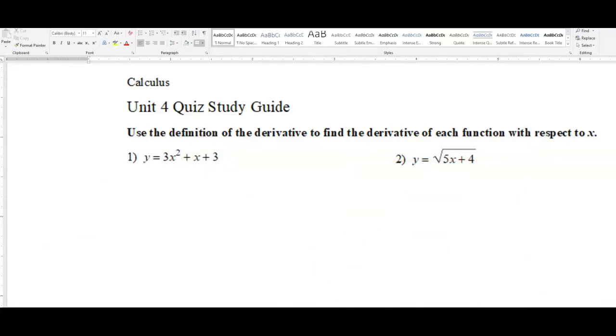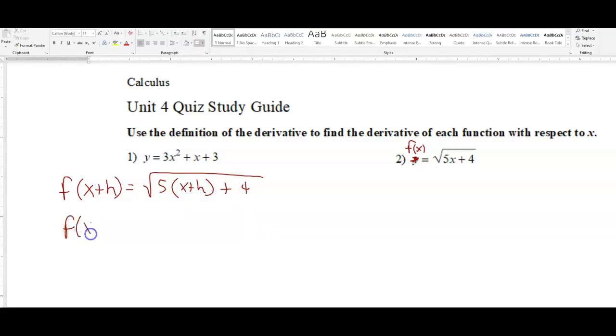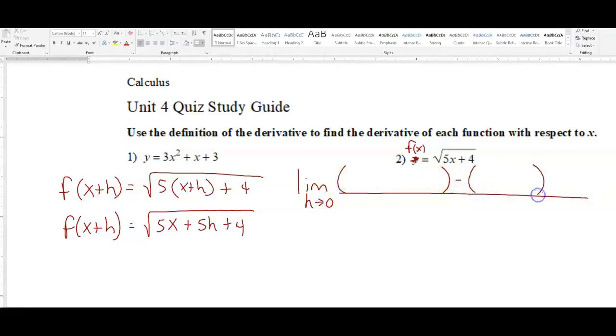So same stuff. I'm going to call this f of x. The first thing I want to do is find f of x plus h. And for this one, there's not really a whole lot of simplifying. That's about it for that. Now we're ready for our limit definition. Oh, shouldn't be x, my bad, it should be h. There we go. In fact, I think I'm going to make this a little bit shorter. Okay, so there's your setup.